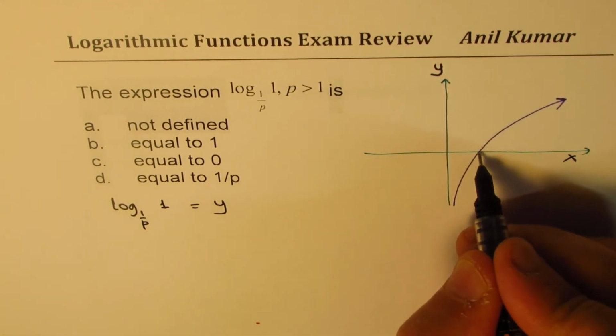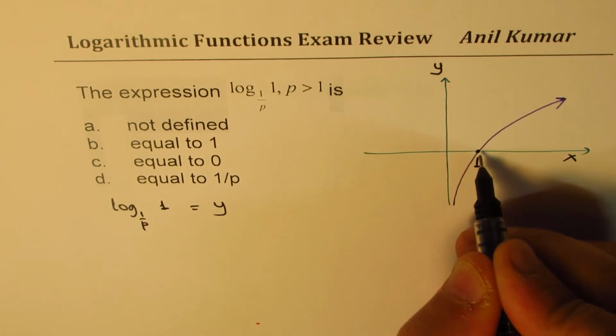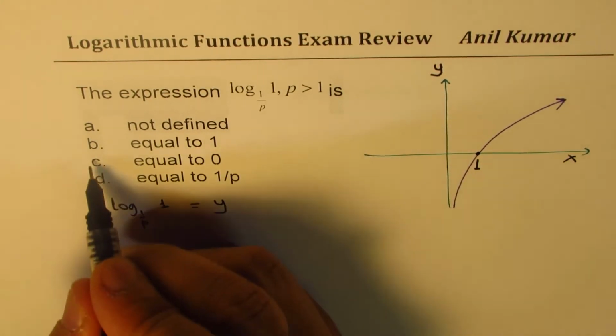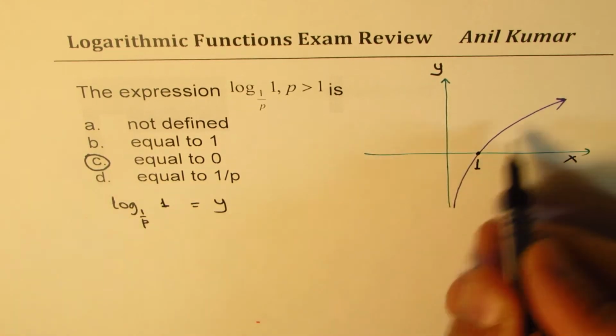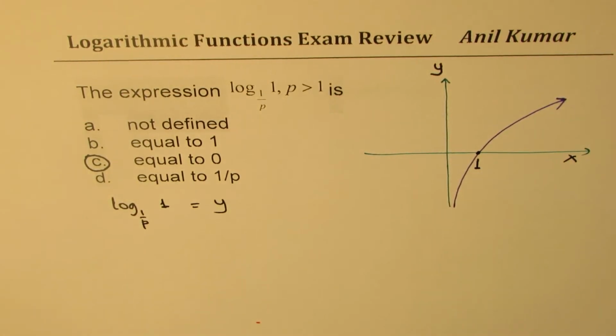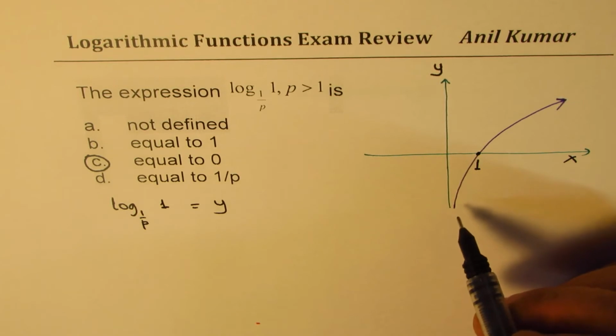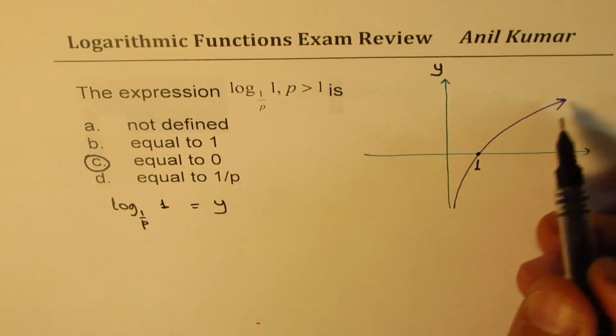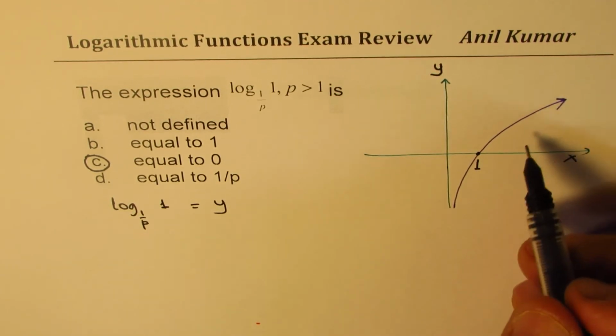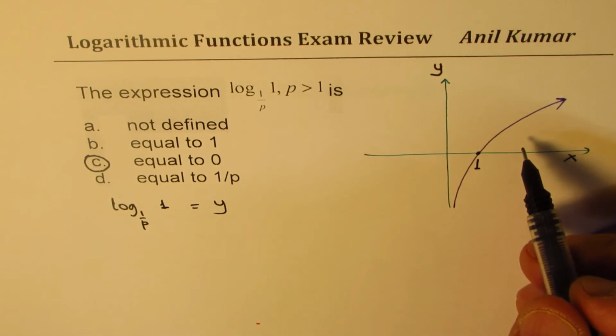Now from the graph, it is very clear. At 1 it is 0, so we know it is equal to 0, option C, if you sketch a graph. So at this stage you learn that sketching the graph of a logarithmic function helps you to understand it better, and you could answer all the questions which we have so far discussed just from the graph. It gives you domain and range and a fairly good idea about the value of the function.